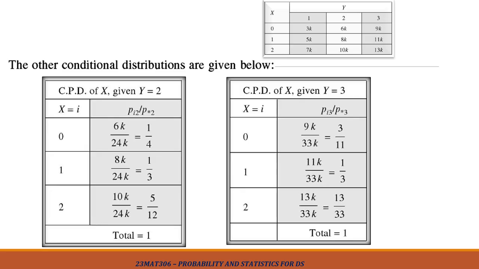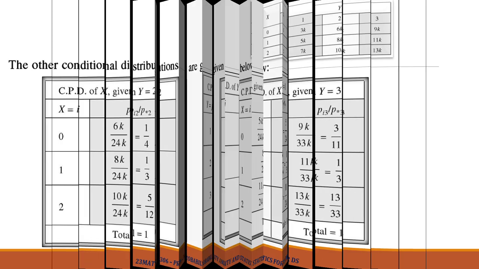The other conditional distributions are given below. So this is for the conditional probability distribution functions of x given y is equal to 2. The table for y is equal to 1. This table is for y is equal to 2 and y is equal to 3. Likewise, we have to proceed.